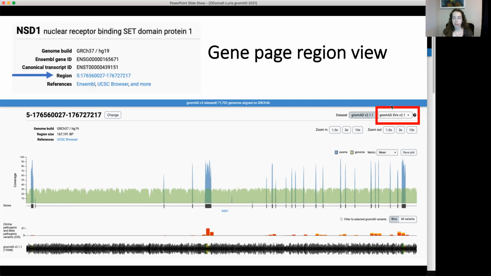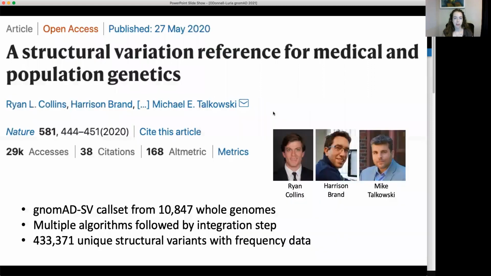There's also a gnomAD structural variant data set. So if you click over here on gnomAD SV, it's going to take you to another page. Before I get to that, I'm just showing you the paper briefly. So this is a data set generated by a number of people, but led by Mike Talkowski with the work led by Ryan Collins and Harrison Brand. The call set is done on about 11,000 genome samples. They use multiple algorithms along with an integration step and a lot of QC to generate a high quality SV reference set. And there are over 400,000 unique structural variants with frequency data.